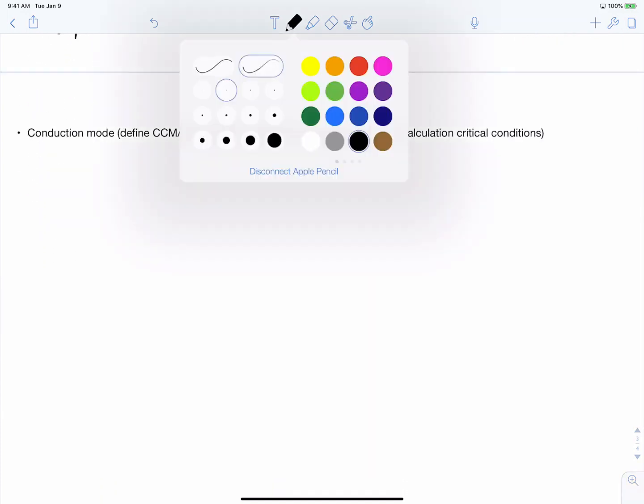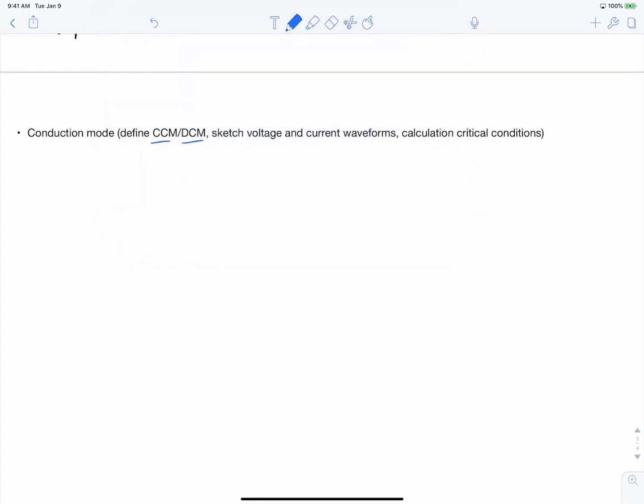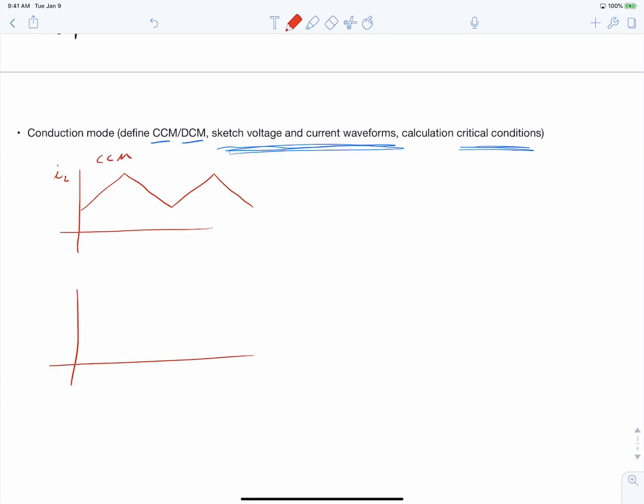Finally, you should be able to define continuous conduction mode, discontinuous conduction mode, and sketch voltage and current waveforms that correspond to either conduction mode for a DC-DC converter. You should also be able to calculate the critical conditions of the converter. So we defined critical conduction mode and discontinuous conduction mode in terms of the inductor current waveform. We said that if we're graphing the inductor current and the waveform never is zero for any prolonged period of time, then we are in continuous conduction mode. However, if we draw this graph and the inductor current goes to zero for a long interval of time, then that is discontinuous conduction mode.